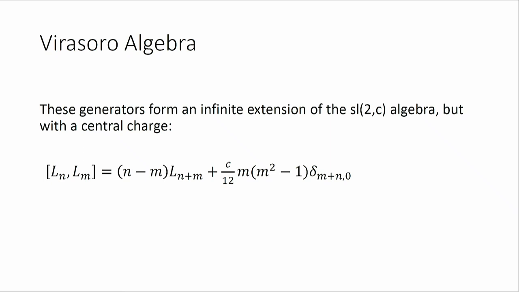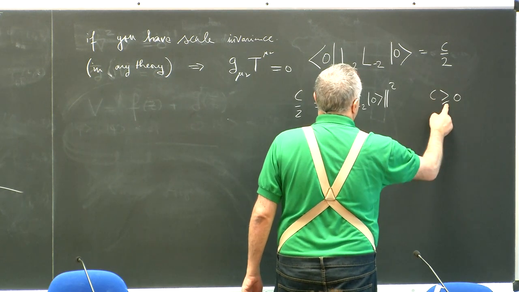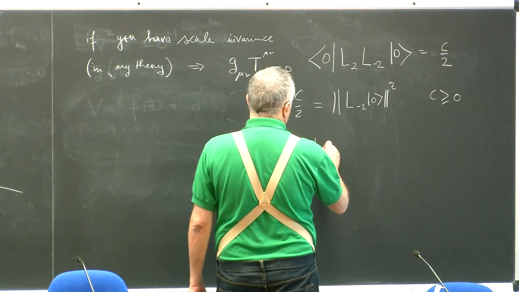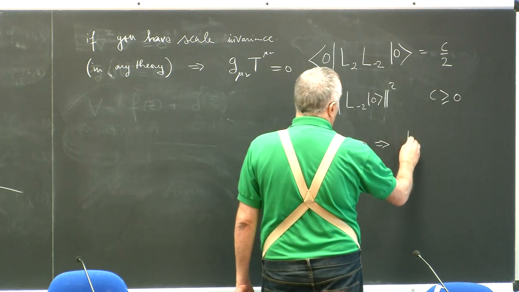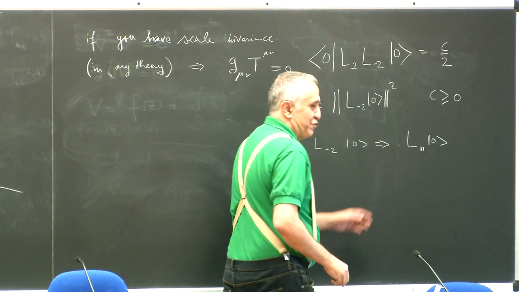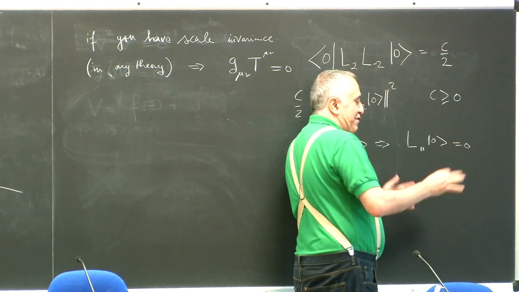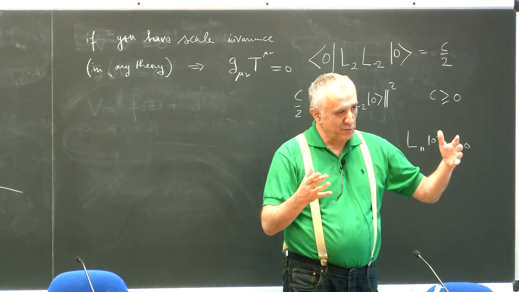But this is what I can take as the norm of this state. So if the theory is unitary, this means that c has to be positive. And it equals 0 only when L_{-2} annihilates the vacuum. And then I can show that if L_{-2} annihilates the vacuum, then it implies that all L_n annihilate the vacuum. This is three lines of proof, but let me not give it here, afterwards if you want. If all L_n annihilate the vacuum, then there is nothing in the theory except the vacuum. You cannot construct any state more complex than vacuum out of it.